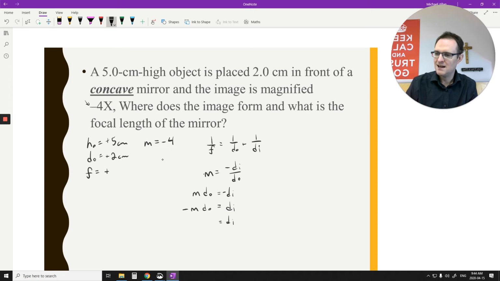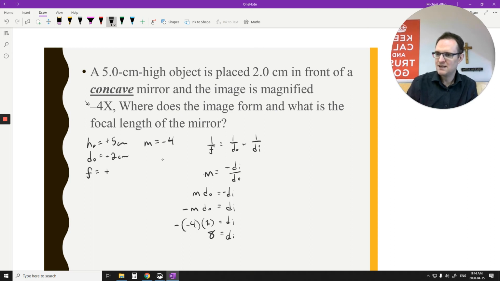So my di is going to be -4 times 2. Negative, negative, positive. So my di is 8. Okay, so my di is 8.